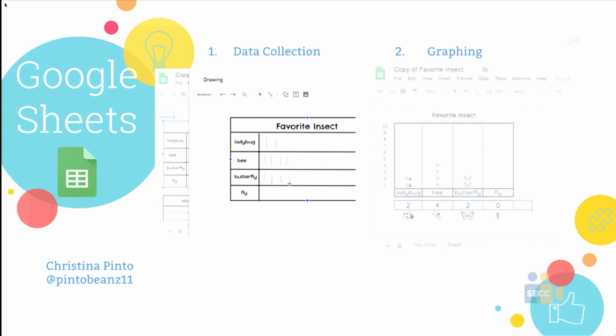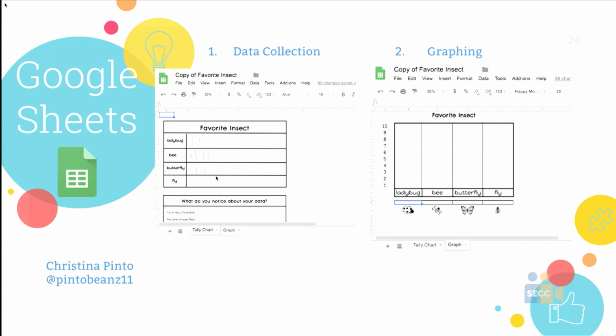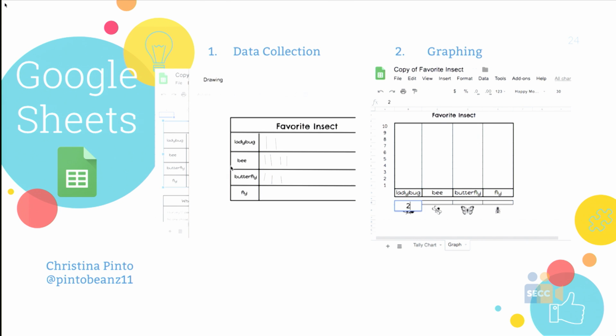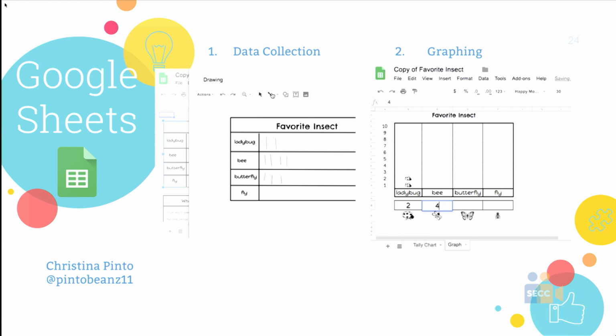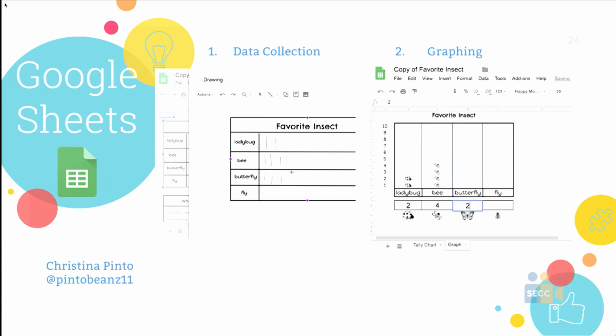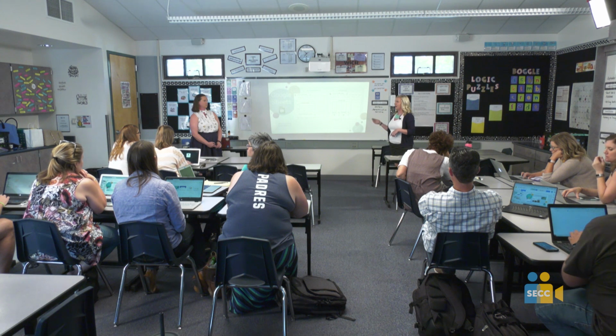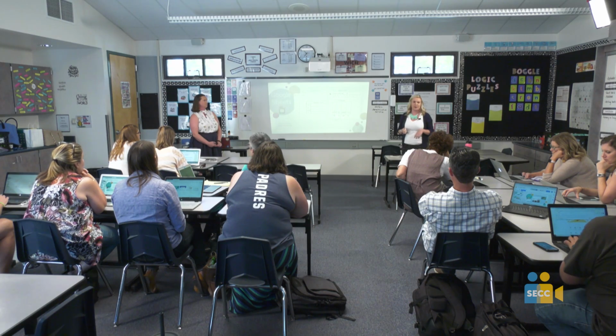Then they go to the next page of the Google Sheet down at the bottom, and it's conditionally formatted, so when they type in the numbers, it builds out the graph for them. They're able to take that graph and analyze it just like they would if they were coloring it in. Then back on the first slide down below, there are some questions where they can type in, what do you notice about this? What animal was the most popular? How many people voted for ladybugs or whatever?